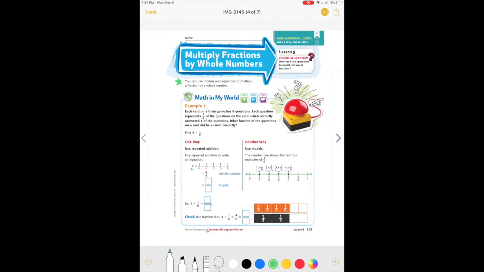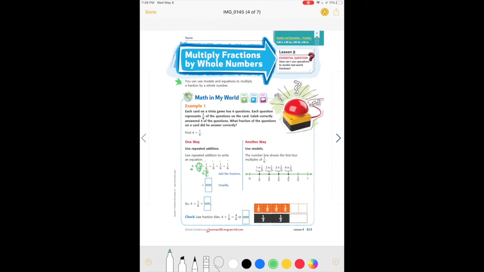Our 4 tells us how many times we need to add 1/6. So we have 1/6 plus 1/6 plus 1/6 plus 1/6. And we know how to add like fractions. We keep the denominator and we add up the numerators.